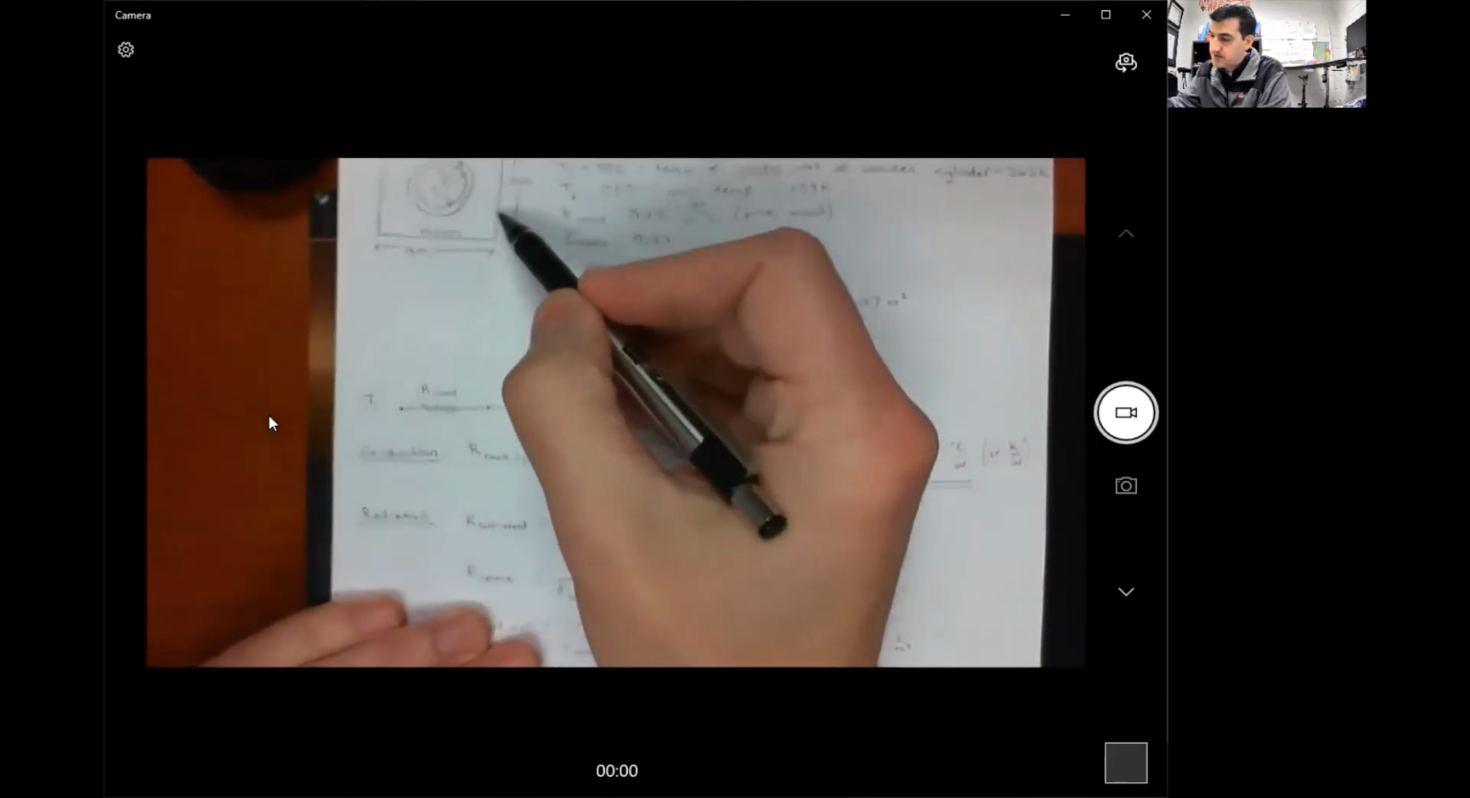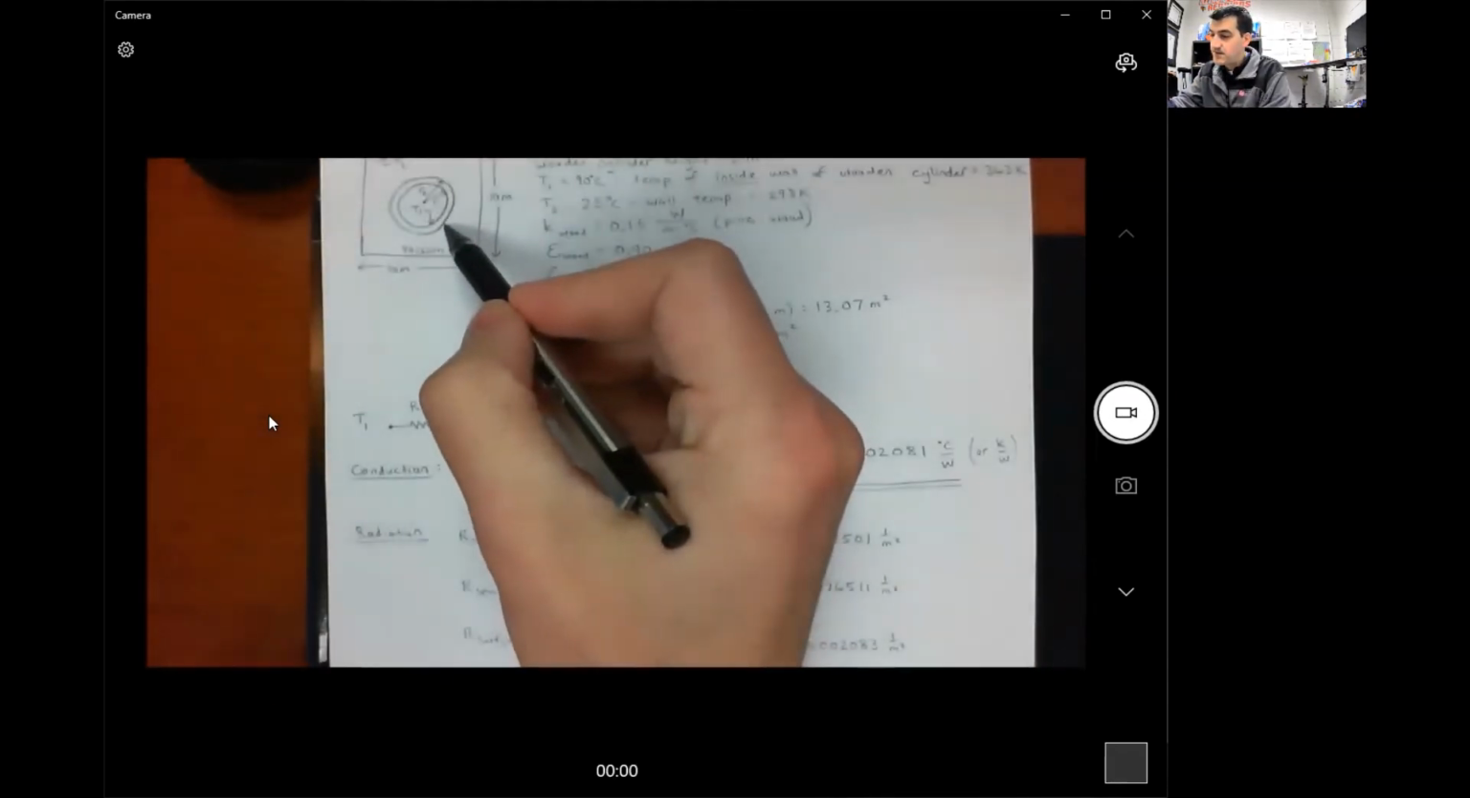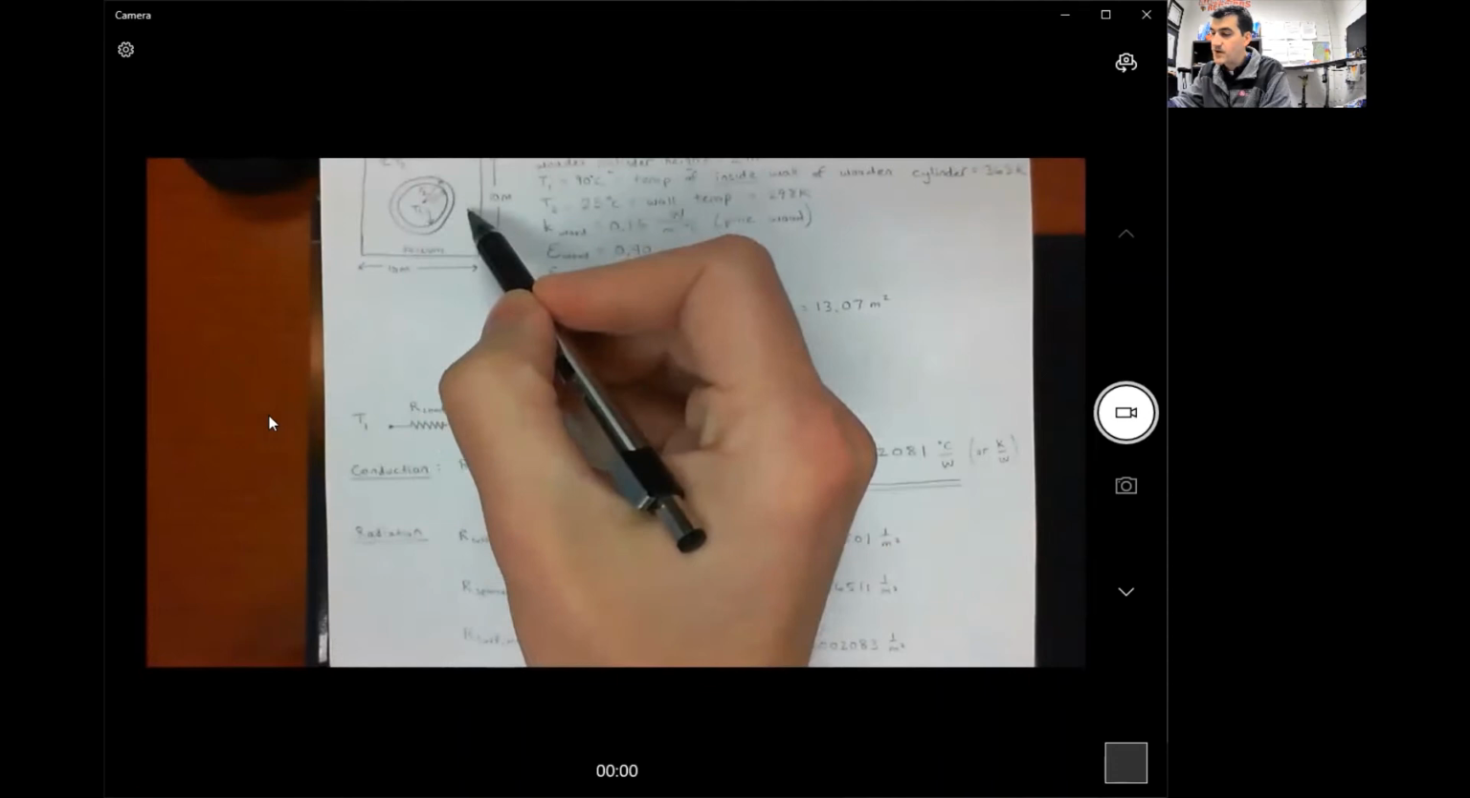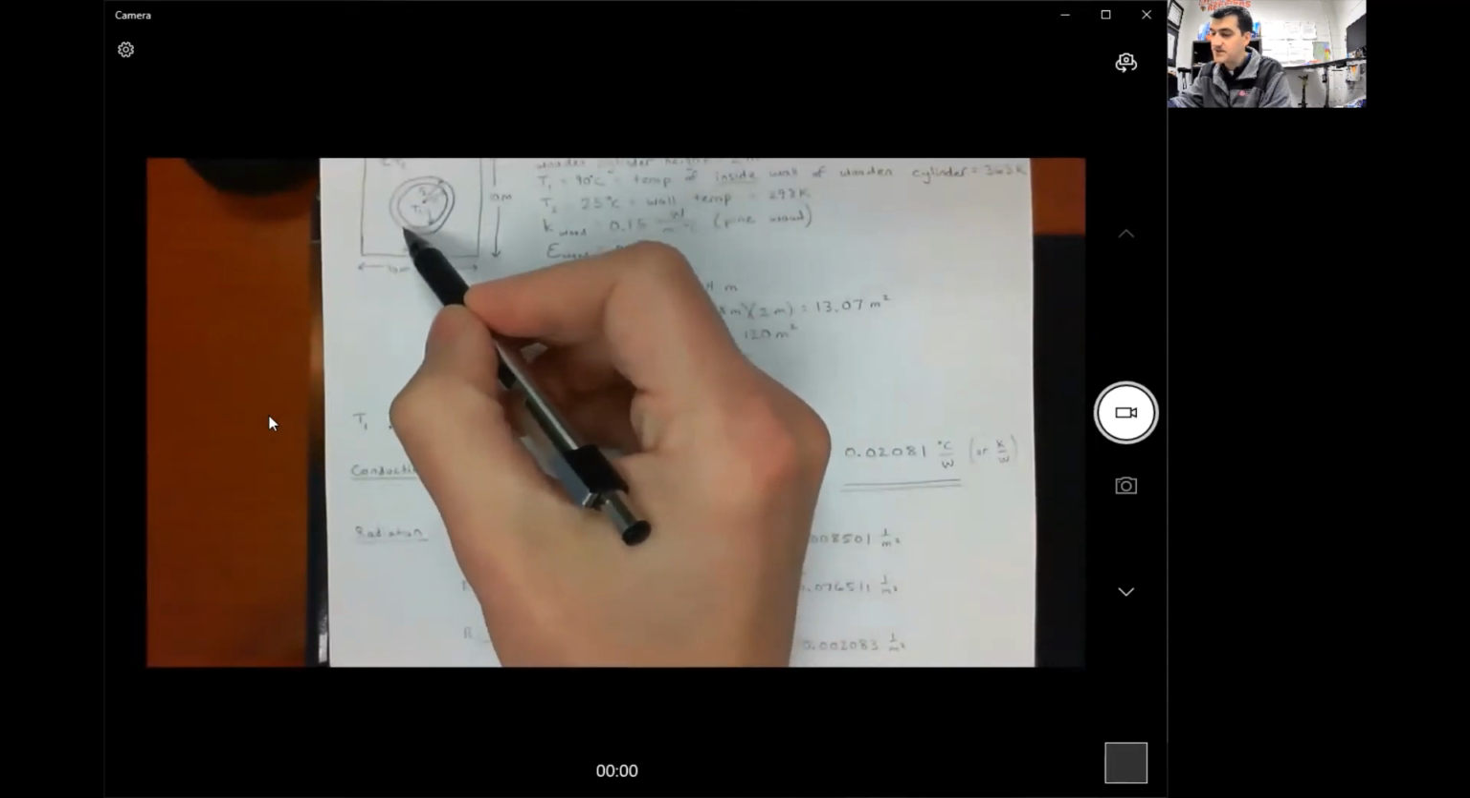Then we have our space resistance from the outside of the barrel to the room walls. We have 1 divided by the area of the wood times the view factor. And the area of the wood, once again, is 13.07 meters squared. The view factor is 1 because any radiation that is emitted from the wall of the barrel has nowhere else to go. It's got to go in a straight line, so it has nowhere else to go.